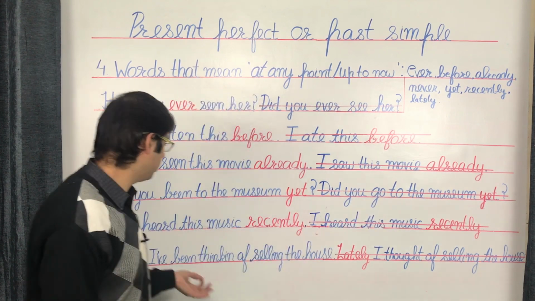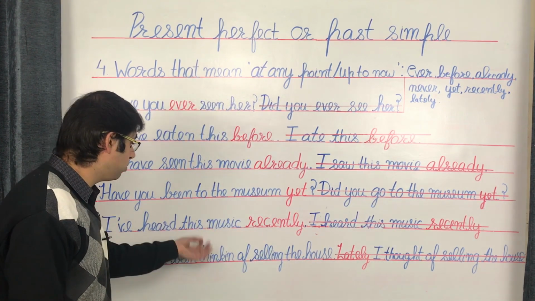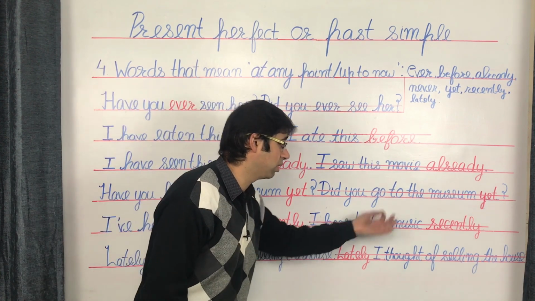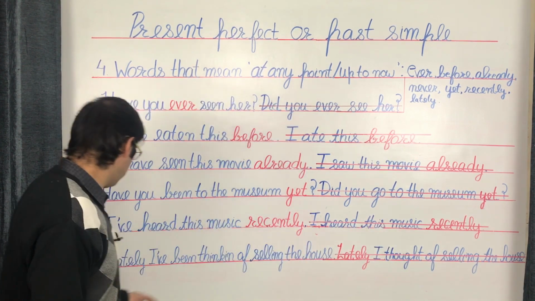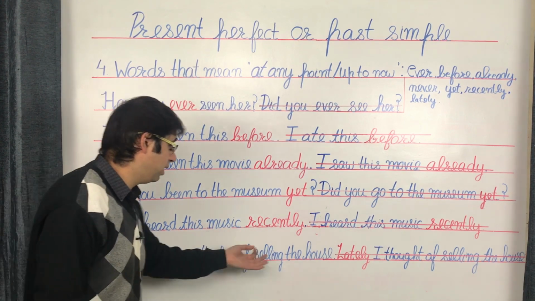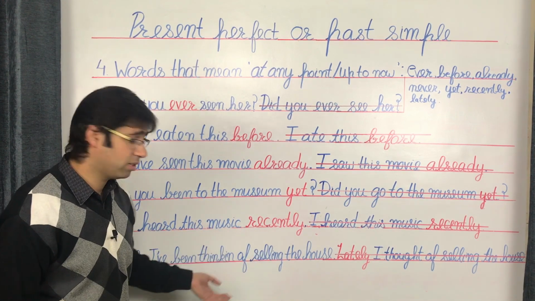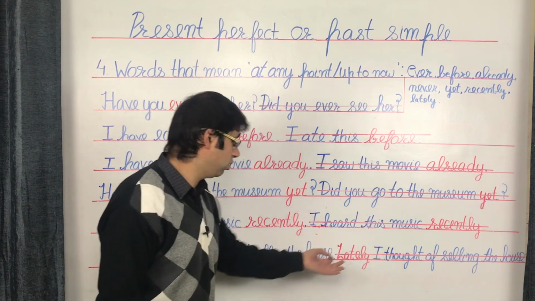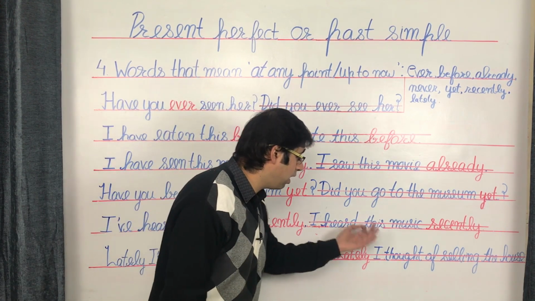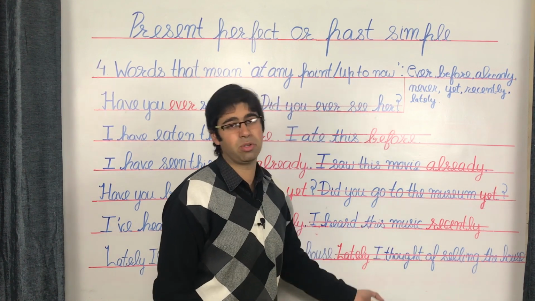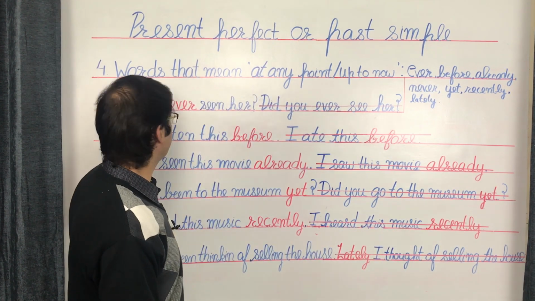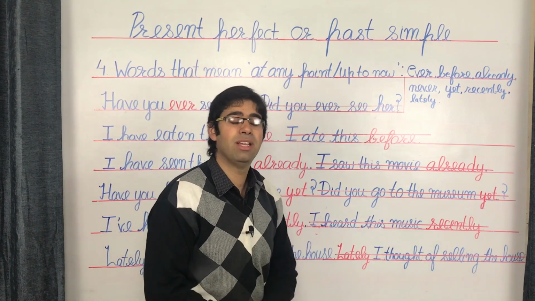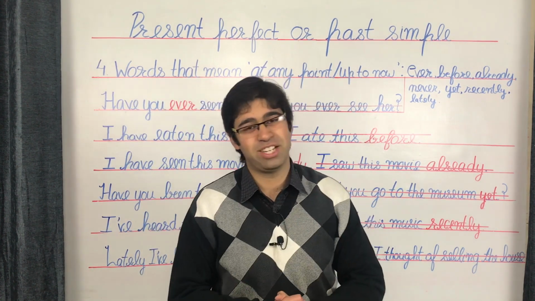Coming to the second last example, we have, "I've heard this music recently," and not the simple past, which is, "I heard this music recently." And finally, you've got, "Lately, I've been thinking of selling the house," present perfect continuous this time, versus the incorrect version, which is your simple past, "Lately, I thought of selling the house." So that is number 4, which is words that mean at any point or up to now. Hope that helped. Now let's go ahead and move on to section number 5.